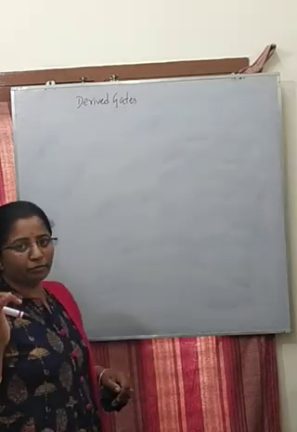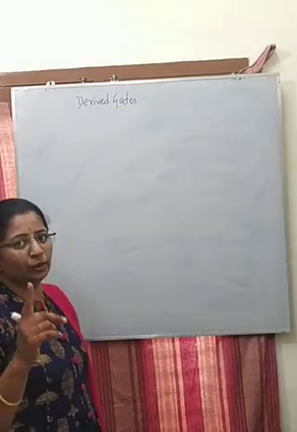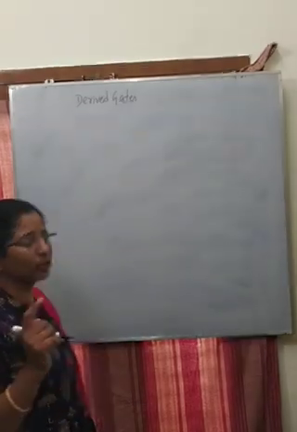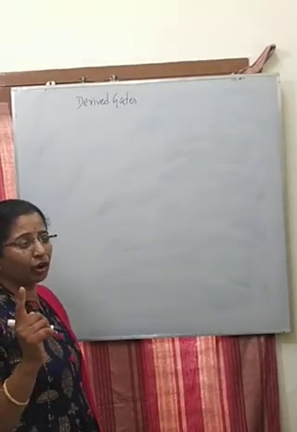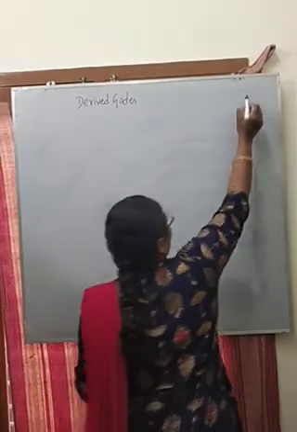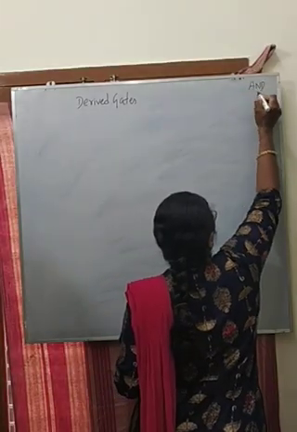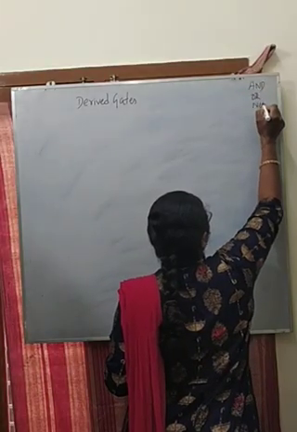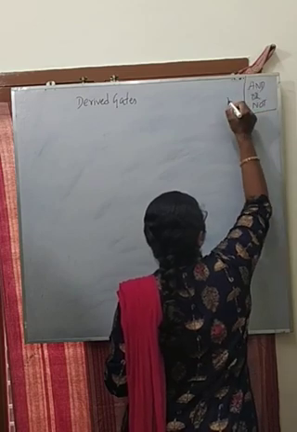There are three types of gates: basic gates, universal gates and derived gates. What are the basic gates? AND, OR, NOT. These are the basic gates.